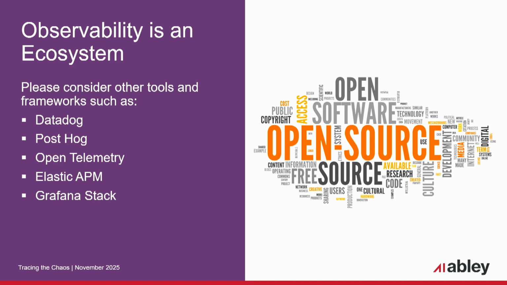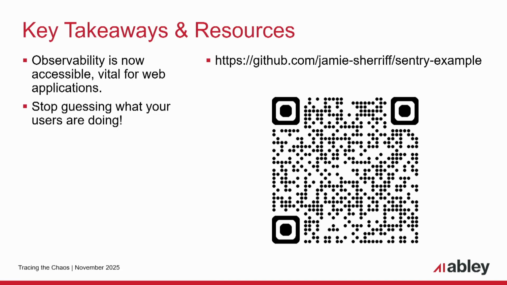So observability isn't just one tool, it's an ecosystem. To get the complete picture of the system health, you may need to consider multiple tools working together. And please consider other options such as Datadog, PostHog, OpenTelemetry for standardized telemetry, or Elastic and Grafana stacks. Many of these are open source, giving flexibility and strong community support. But the key takeaway is choose the tools that best suit your observability strategy.